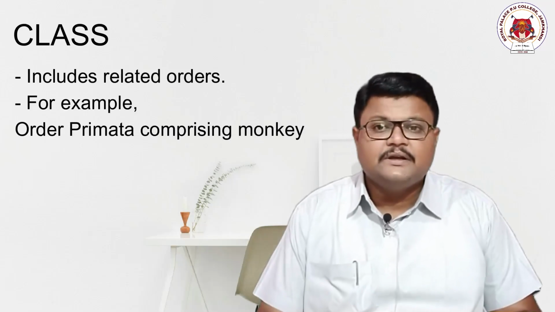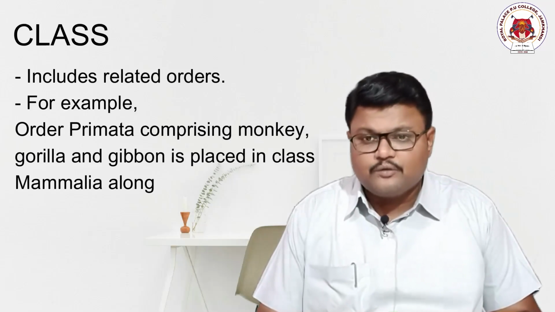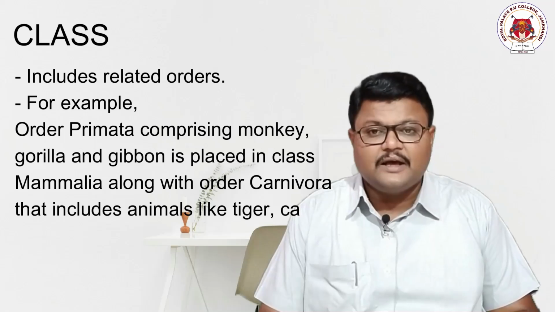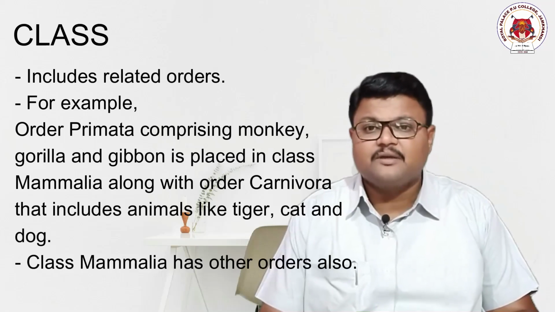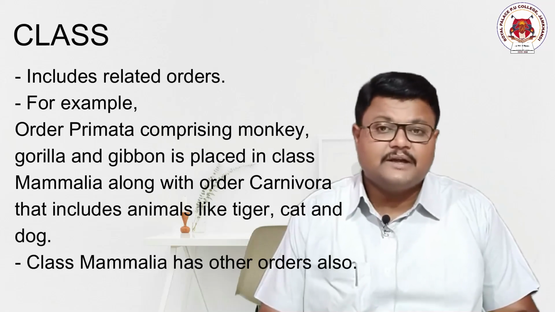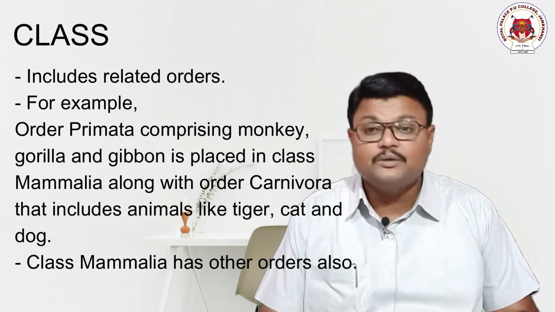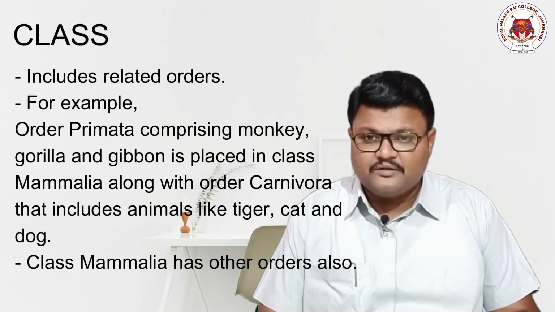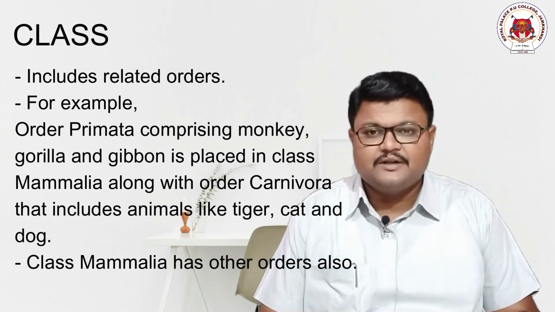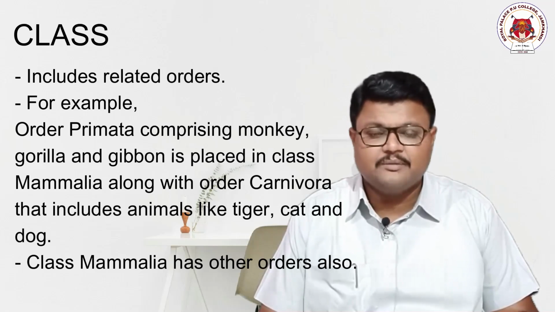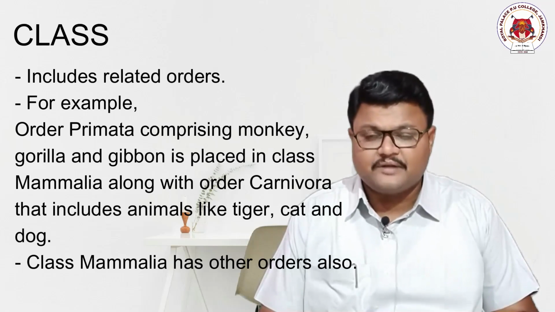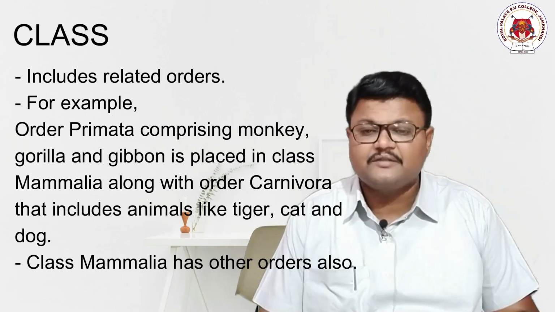The next category is class. Class can be defined as a group of similar orders. It comes after the order, of course, and it contains a higher number of organisms as compared to the order and a lower number of common characteristics as compared to the order. Once again, the same kind of repetition, that if you move from species to kingdom, the number of organisms increases and the number of common characteristics decreases.